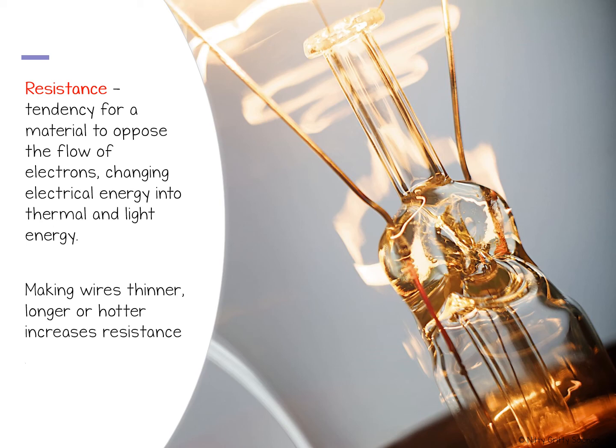Now, when that electric current moved through that filament, the filament resisted the flow of electrons, and that resistance caused electric currents to lose energy. Resistance is the tendency for a material to oppose the flow of electrons, which changes electrical energy into thermal energy and light. Now, as temperature increases in a material, electric resistance usually increases as well. The resistance of an object, such as a wire, also depends on the length and the diameter of the wire. The resistance of a wire, or any conductor for that matter, increases as the wire becomes longer, and the resistance will also increase as the wire becomes thinner.